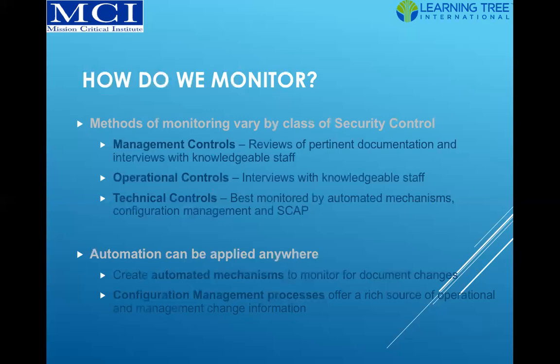Technical controls are best monitored by automated mechanisms, configuration management, and SCAP. Automation can be applied anywhere, except for like documentation. Create automated mechanisms to monitor for document changes. So that's kind of difficult to do, but it's possible. Configuration management processes offer a rich source of operational and management change information.